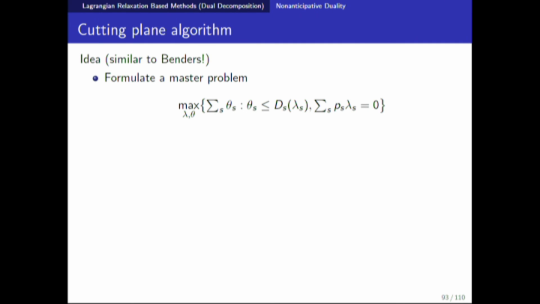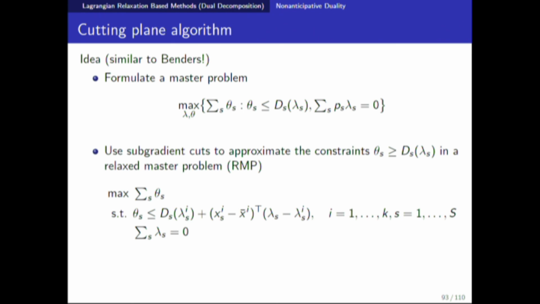So we want theta s to be less than or equal to that, which we can't explicitly handle, so we're going to use cuts to handle that. We have our normalization constraint. And then what we do is we approximate those constraints by solving scenario subproblems to get the subgradients. And this is what the cuts would look like in each iteration. So at iteration k, we might have k different cuts for each scenario.